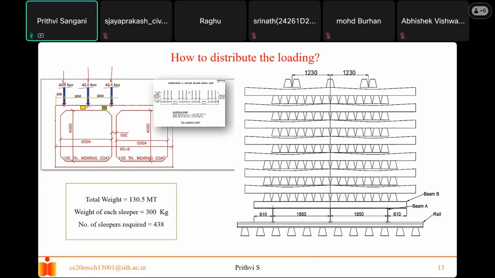So for that, one way is simply we can design. If you see this here, this top part is nothing but our railway track. This is an I section. On the top of the railway track, if you see, this is beam A. This is one beam. We have welded one beam on top of the railway track.